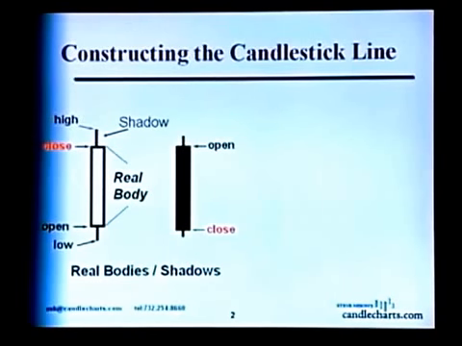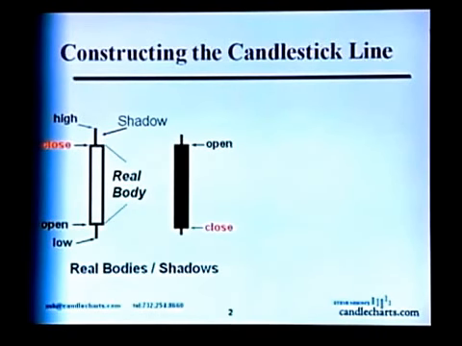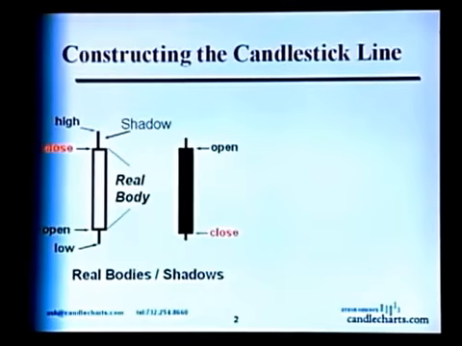Very simple. The candlestick line is made of 4 data points. And the 2 data points that define the rectangular portion of the candlestick line, which is called the real body, are the open and the close. So the open and close is a relationship that forms the real body, whether the real body is black or white. A white real body means the close is higher than the open. By the way, you could use candlesticks in all time frames.